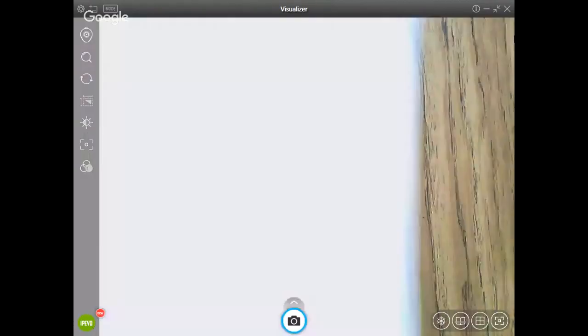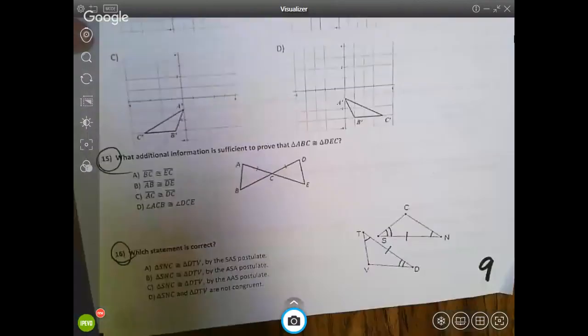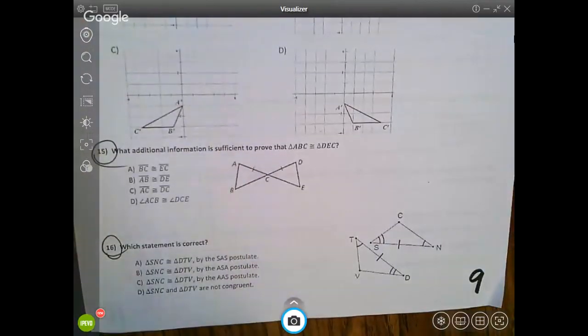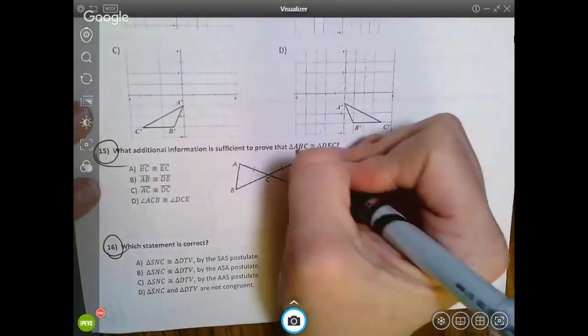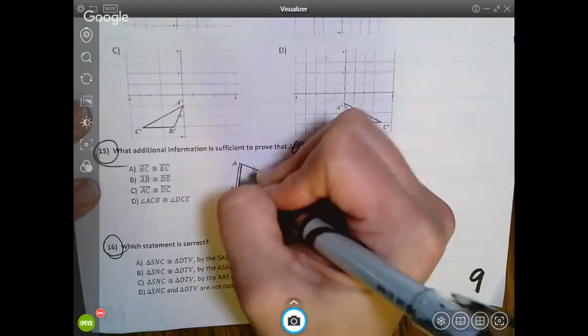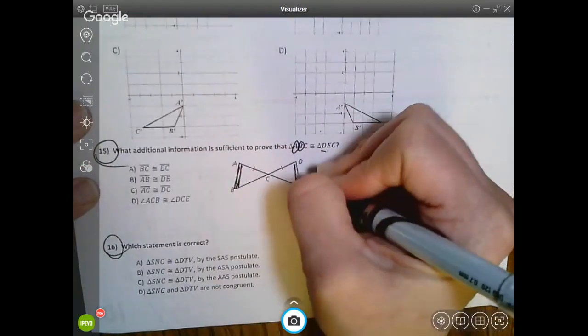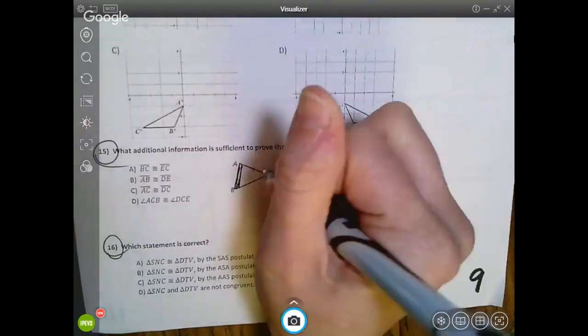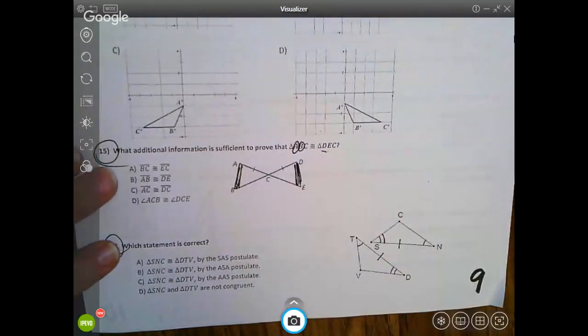Flip to page 9, question 15. Same idea. Remember, there's 2 questions, one easy, one hard about this type of stuff. What additional information is sufficient to prove these triangles congruent? Remember, order matters. Here we have AB. That matches DE. So this line here has to be matched with this line here. Okay. BC is congruent to EC. Well, what do we know?